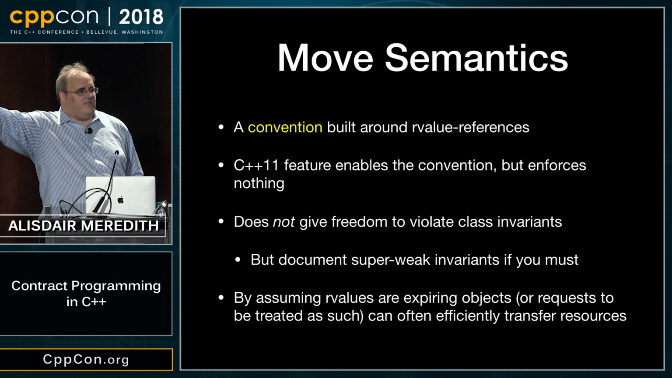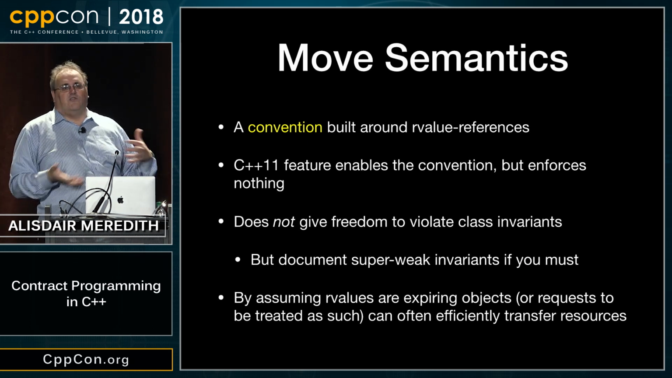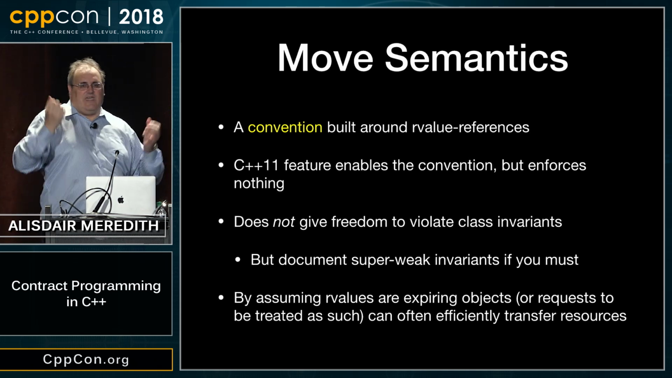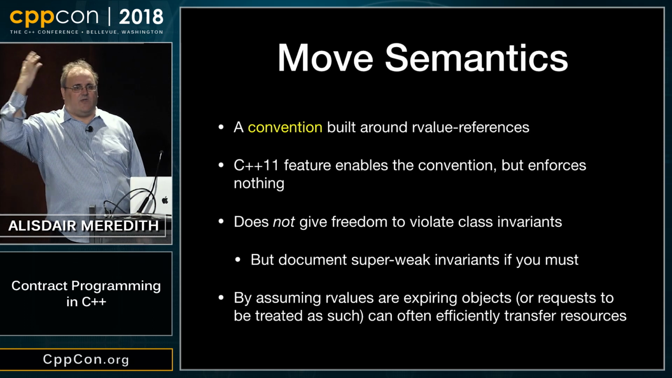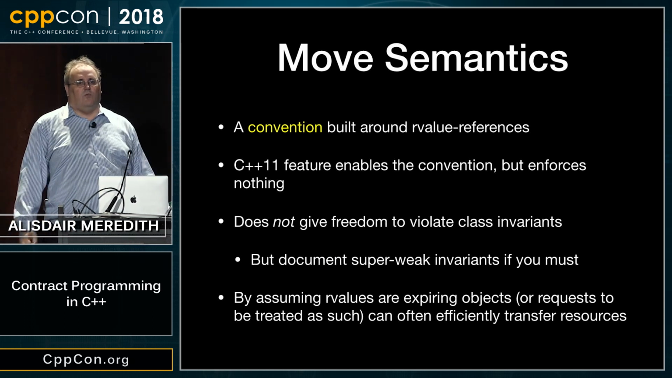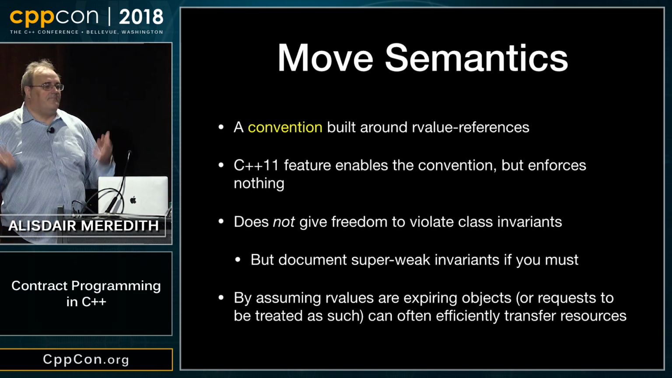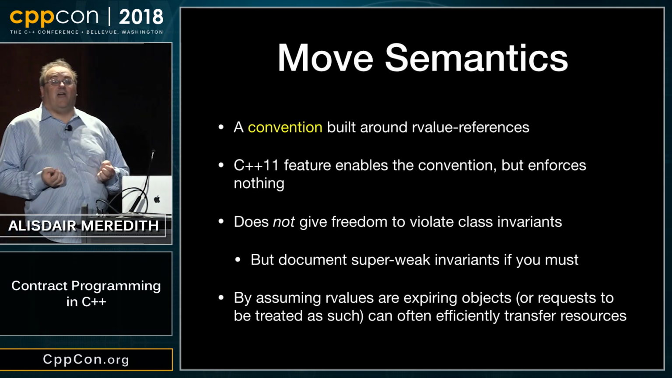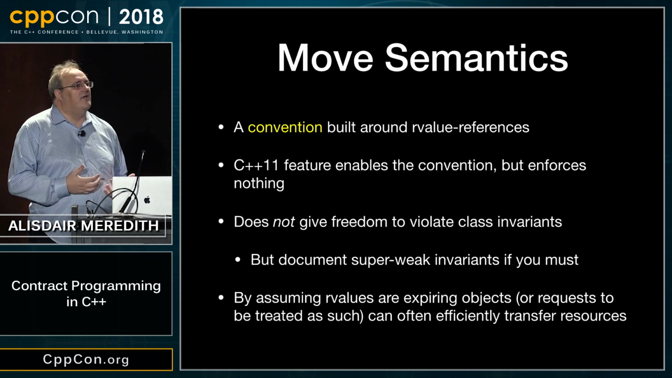If I want to have the object left in any random state, it might not be valid to do any operation on that type. What I'm saying is that type has really weak invariants. And as long as I document those crazy weak invariants that say, if you've moved from this object, all bets are off, all you can do is destroy me, that's a reasonable thing to do. It's a viable thing to do. I don't think it's a particularly reasonable thing to do. I don't like contracts that are that weak.